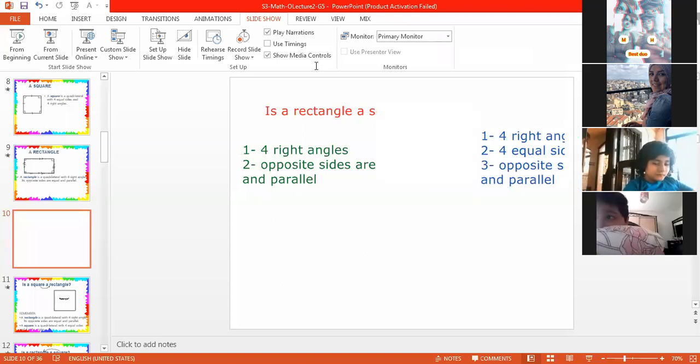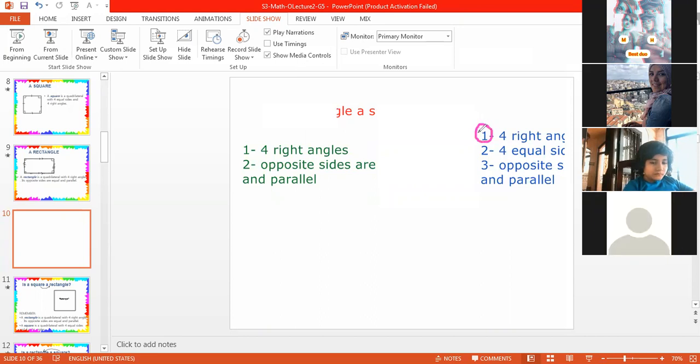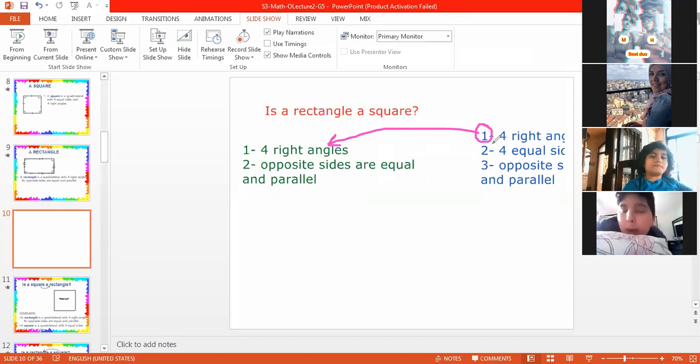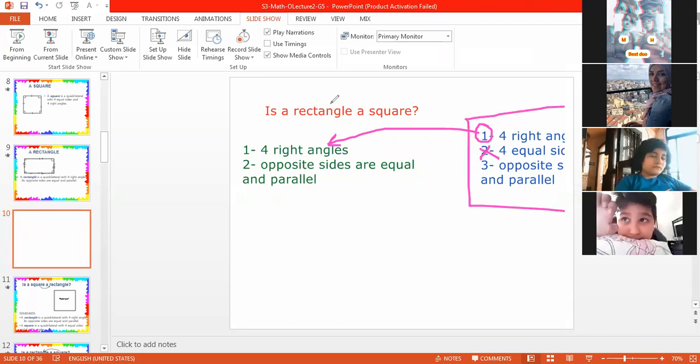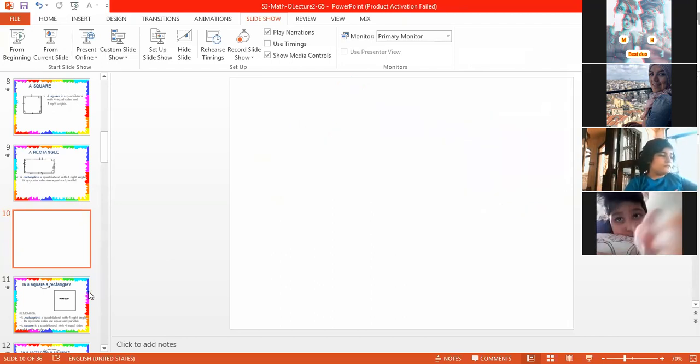Now, 4 right angles: is it found in the rectangle? Yes. 4 equal sides: is it found in the rectangle? No. So this property is not found in the rectangle. So a rectangle is not a square. Yes. Great. Let us continue.